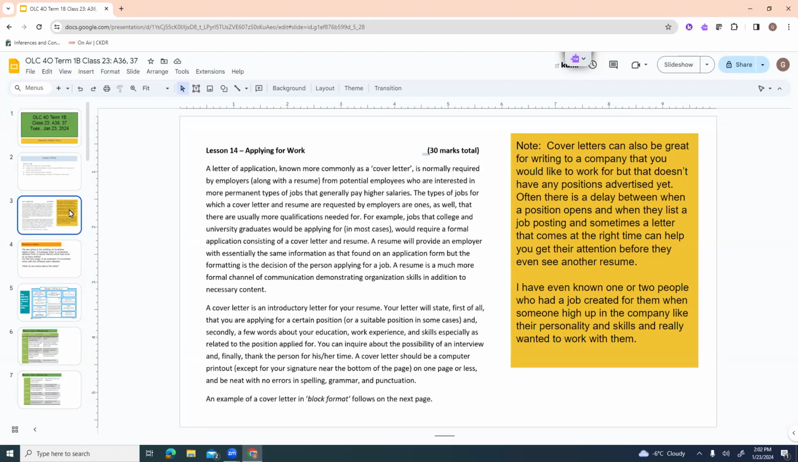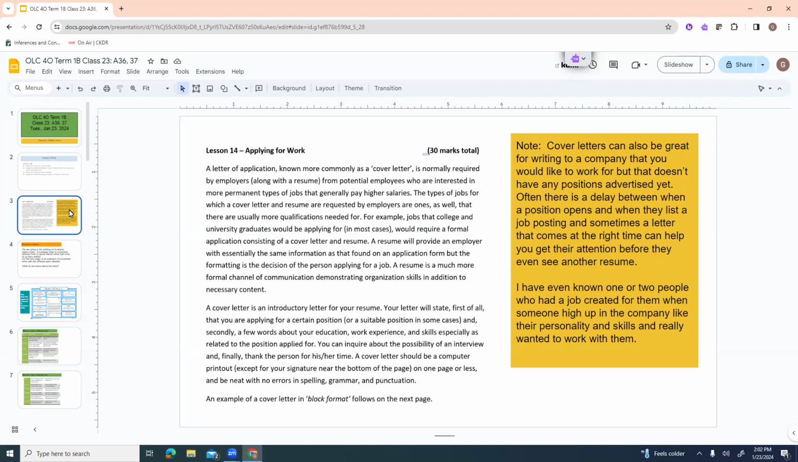So the types of jobs for which a cover letter and resume are requested by employers are ones as well that there are usually more qualifications needed for. So for example, jobs that college and university graduates would be applying for, in most cases, would require a formal application consisting of a cover letter and a resume.